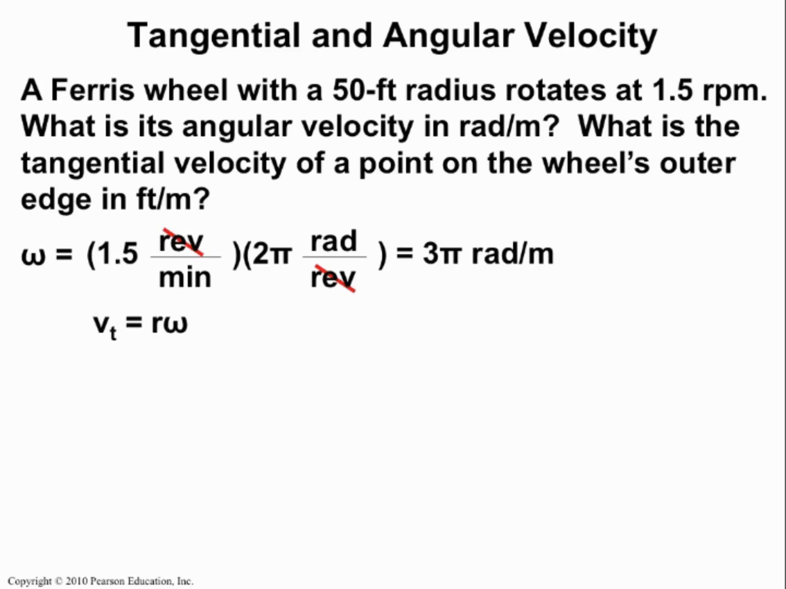Vt equals r omega. Plugging in our givens, we have 50 for r, the 50-foot radius, and 3 pi we found for our omega, and so we're left with 150 pi feet per minute.